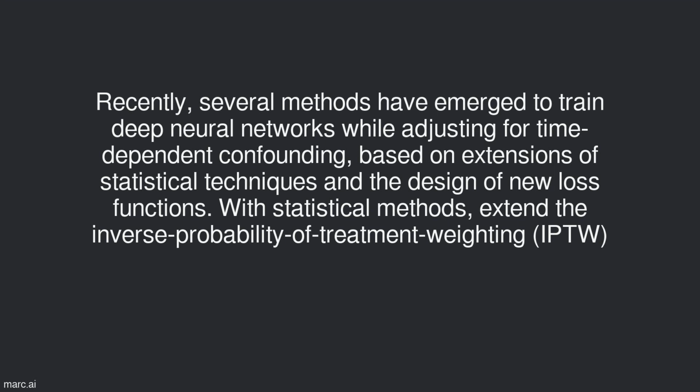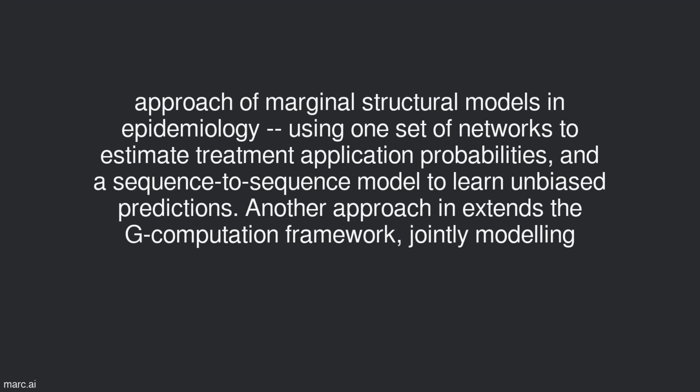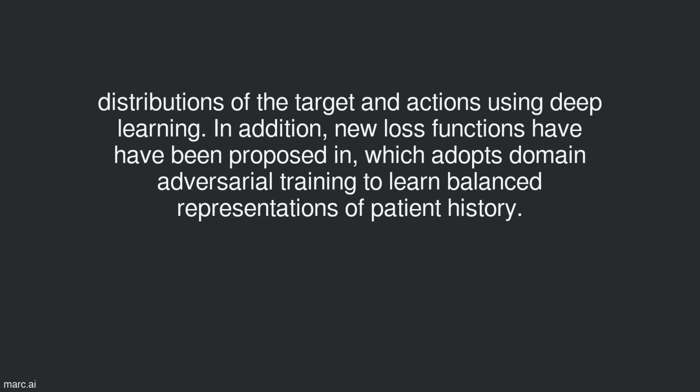With statistical methods, one approach extends the inverse probability of treatment weighting (IPTW) approach of marginal structural models in epidemiology, using one set of networks to estimate treatment application probabilities, and a sequence-to-sequence model to learn unbiased predictions. Another approach extends the G-computation framework, jointly modeling distributions of the target and actions using deep learning. In addition, new loss functions have been proposed which adopt domain adversarial training to learn balanced representations of patient history.